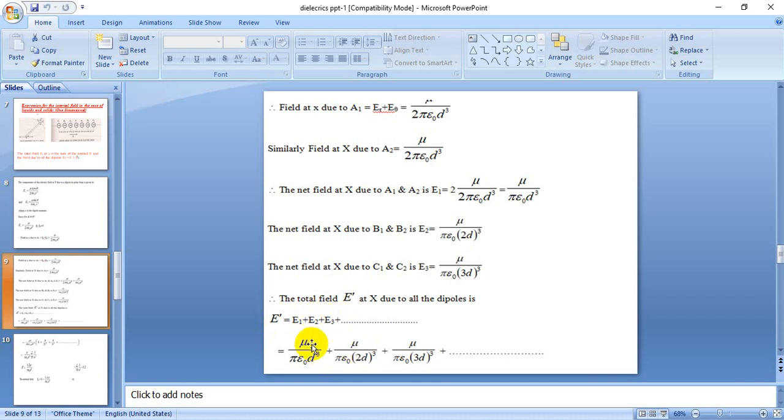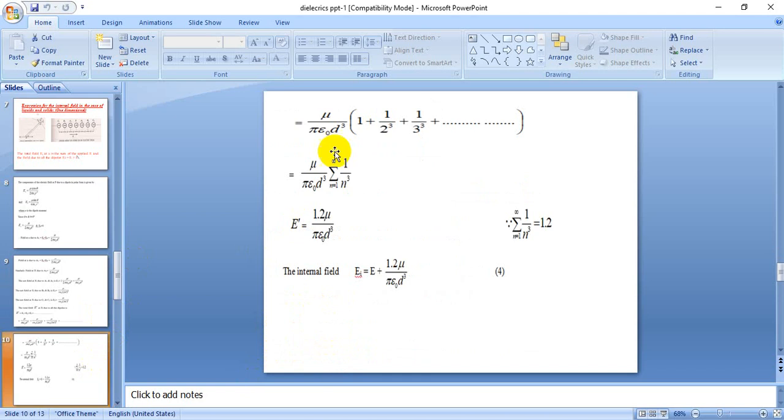In this, the common term is mu divided by pi epsilon naught, so you take it as a common term, times 1 plus 1 by 2 cube and so on. This is of the format summation of 1 by n cube, with n from 1 to infinity. When we apply the zeta function for this, you will arrive at the value 1.2 for this sum. This is what I have given on your right hand side. So 1.2 into mu divided by pi epsilon naught d cube. That is the field due to all dipoles.